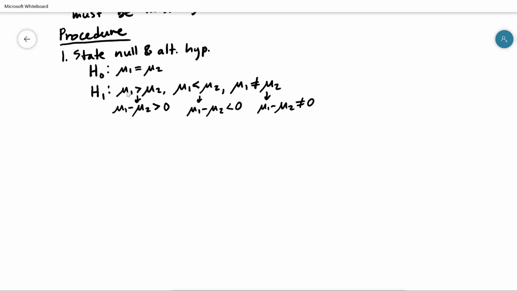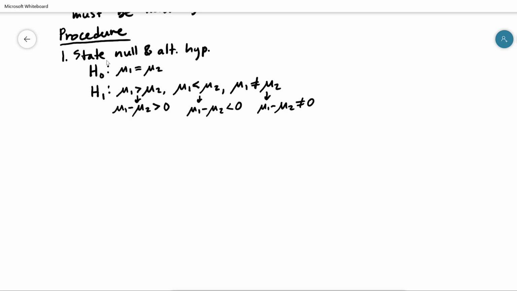So all we're saying is if mu1 is in fact bigger than mu2, then when I take mu1 and subtract off mu2, when I take a large number and subtract a smaller number, I will get something that is positive, and that's what this is showing. Whereas if mu1 is smaller than mu2, I take a smaller number minus a larger number, I will get something that's negative, and that's what this is showing. And then this one again just shows that it's not equal to 0.